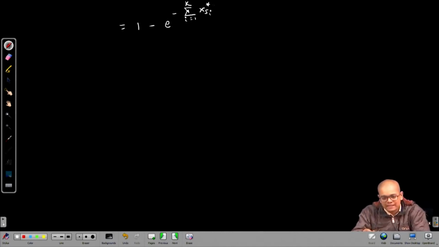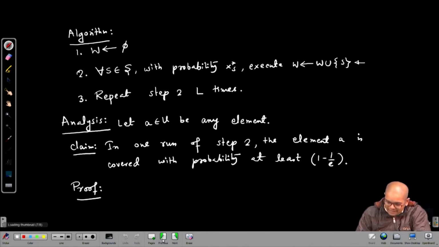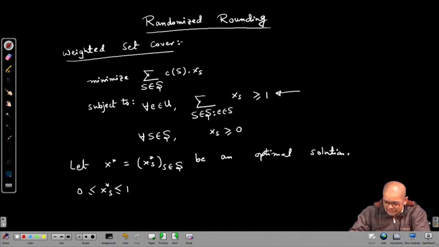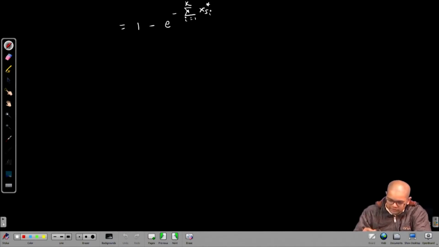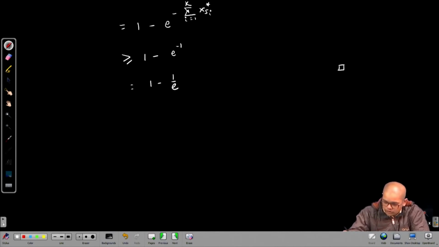But what is the summation of x star Si? That is at least 1, because x star is a solution to this LP and S1 to Sk are the sets where this element A belongs. So this is at least 1. So this is greater than or equal to 1 minus e to the power minus 1, which is 1 minus 1 by e, which concludes the proof. Now each element is covered with this much probability.